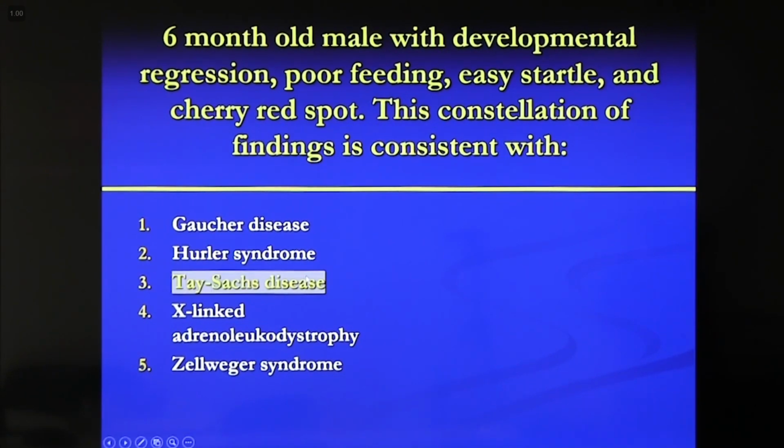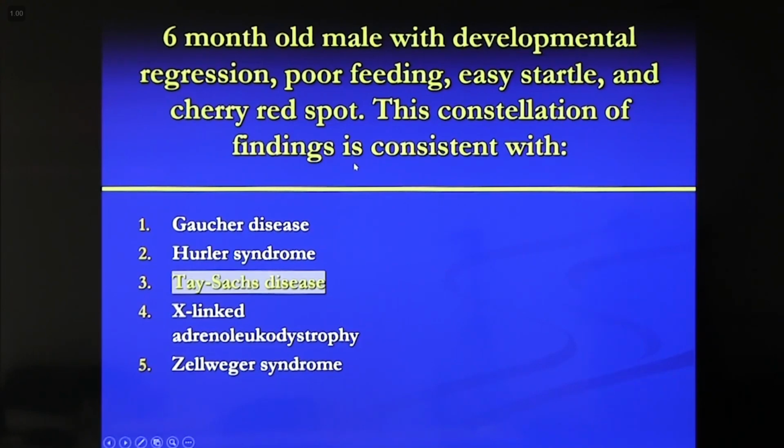There are several things that can cause a cherry red spot, but Tay-Sachs is the classic example of this. The other thing is, in Tay-Sachs, there is an easy startle reaction, and for some reason, they love this on tests. But clinically, it's important too. However, if you have a regression and poor feeding by itself, you don't need an easy startle to figure out that you need to send this kid to someone who can work them up.